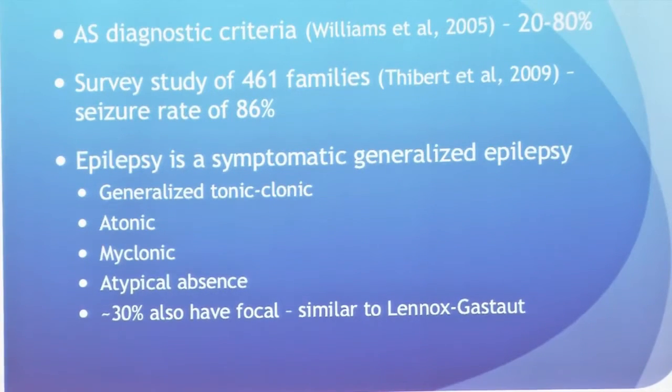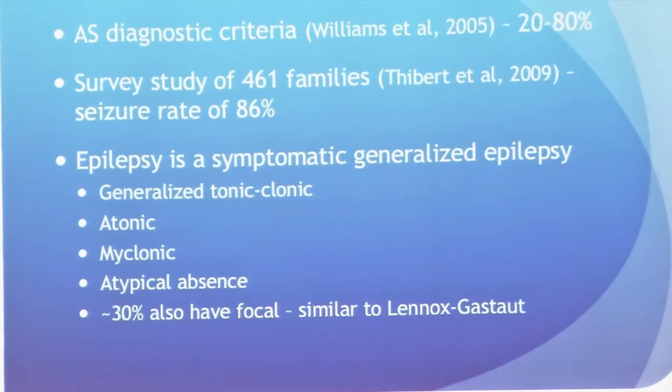In the diagnostic criteria from 2005, it was listed as 20 to 80%. It was in that category. There's the ones that you see 100%, and there's the 20 to 80, but really it's more like 80. It's in the high end of that. This study that we did, we did it late in 07, but published it in 09. We had an 86% response. 86% of people had seizures in the survey that we did. That's probably overestimated because it's a seizure survey, so there's going to be a little bit of bias, but 80% is probably about right. The epilepsy in Angelman syndrome is a generalized epilepsy.